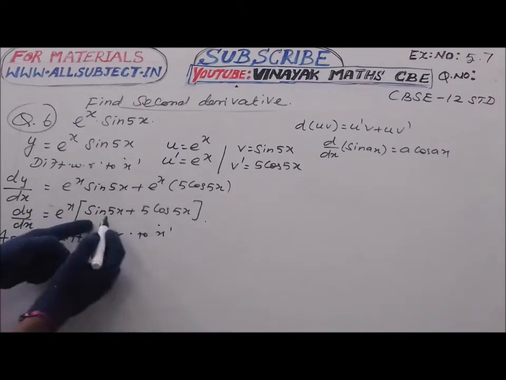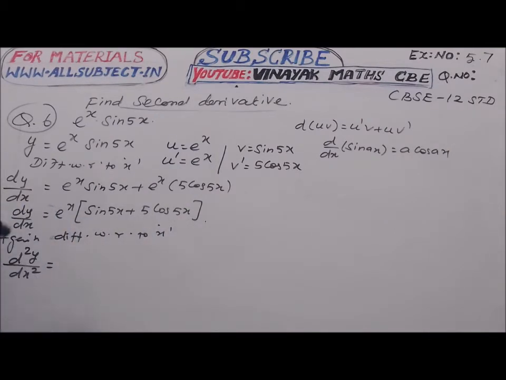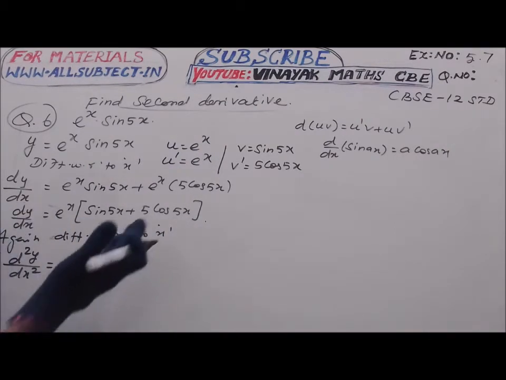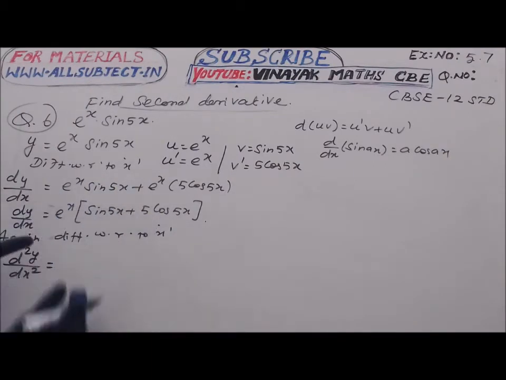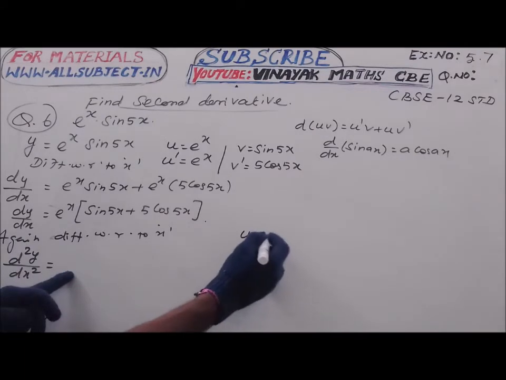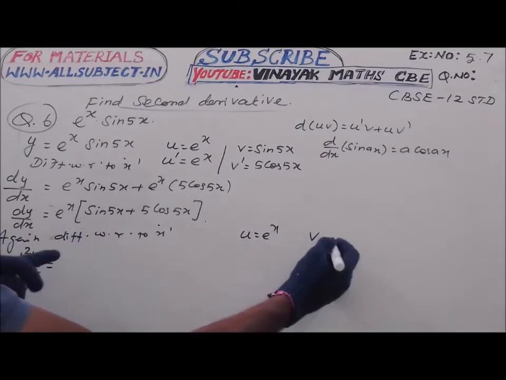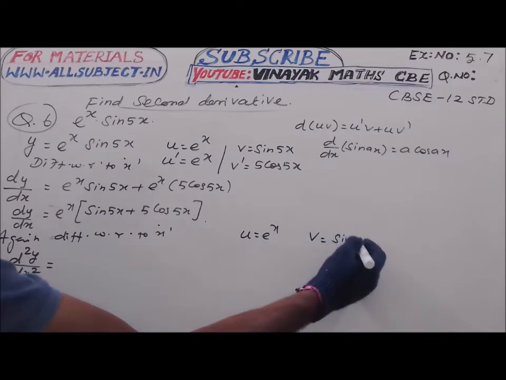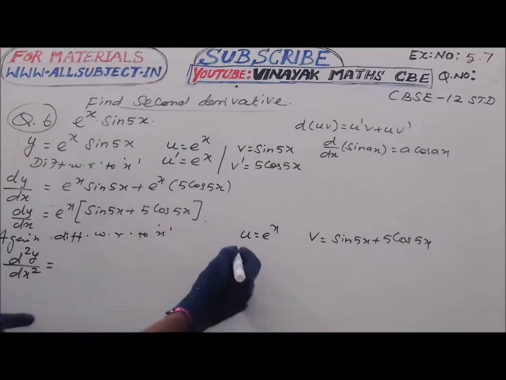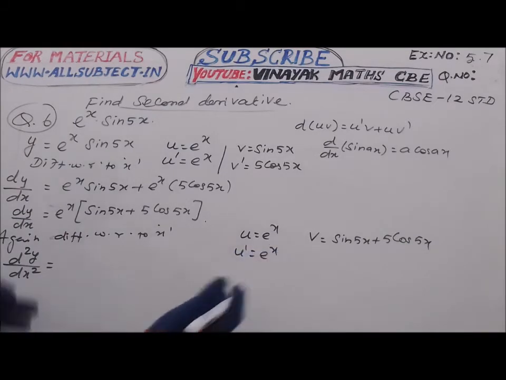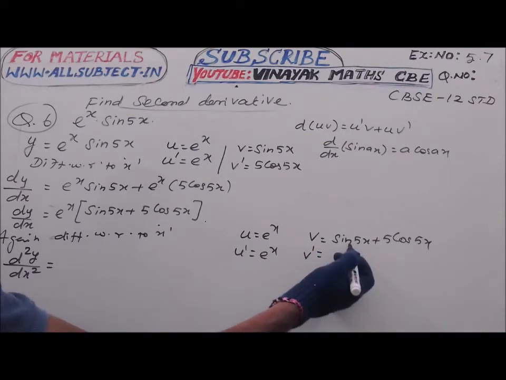There are two functions, they are in addition, so this is totally taken as one function, and e power x is another function, because e power x into sin 5x plus 5 cos 5x is given. So these two are in product. So u equal to e power x and v equal to fully taken v, that is sin 5x plus 5 cos 5x. Here u dash is equal to derivative of e power x, which is e power x, and v dash is equal to derivative of sin 5x.